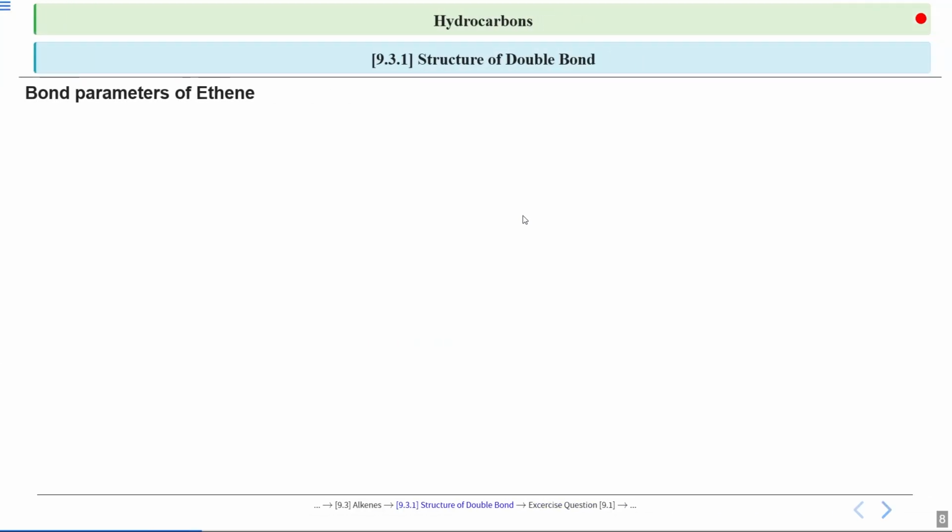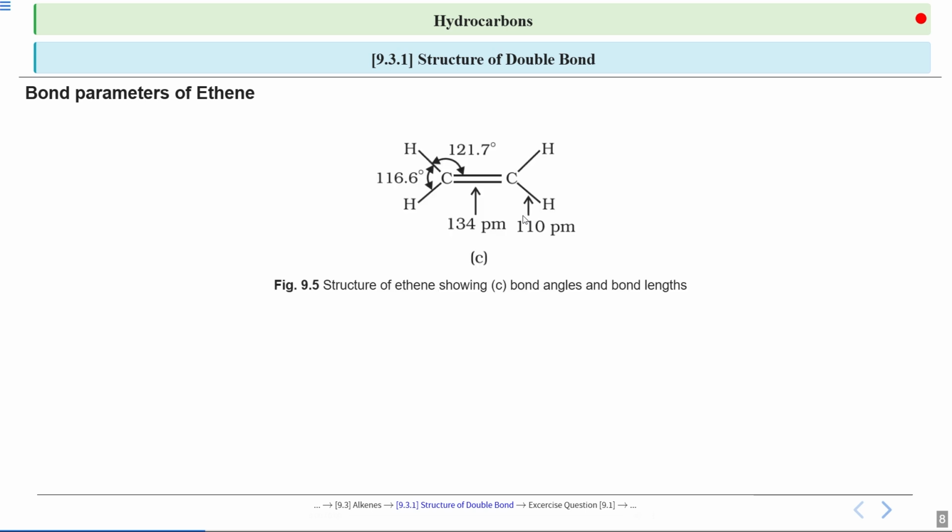Now we will discuss the bond parameters of ethene. So here we have an image showing the structure of ethene. Notice the arrangement of the atoms and the bonds between them. This visual will help us to understand the specific bond parameters that we are going to discuss.